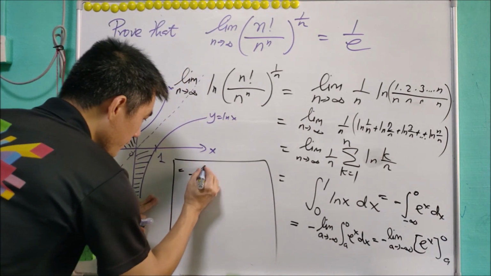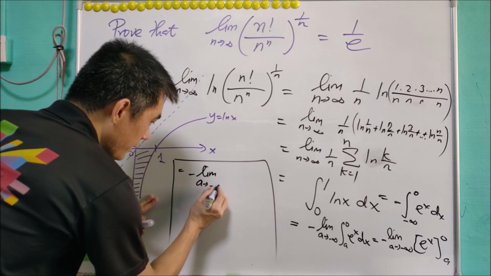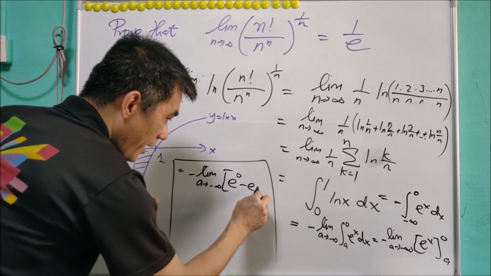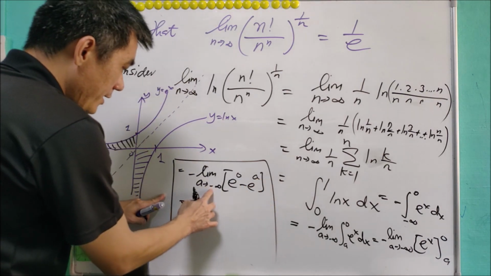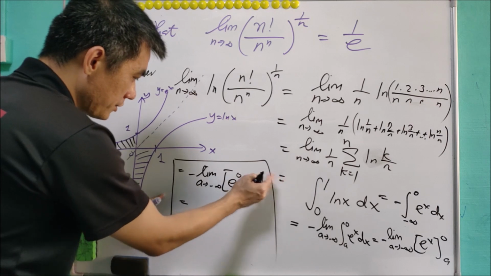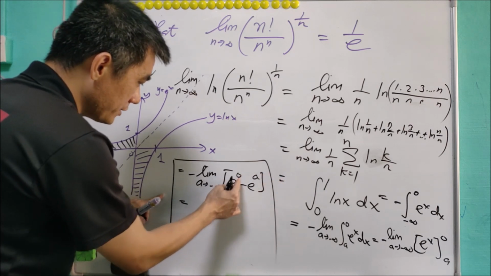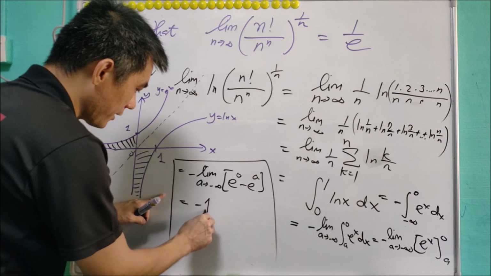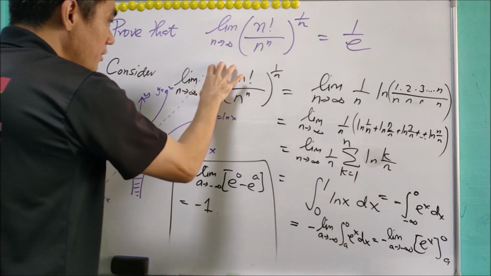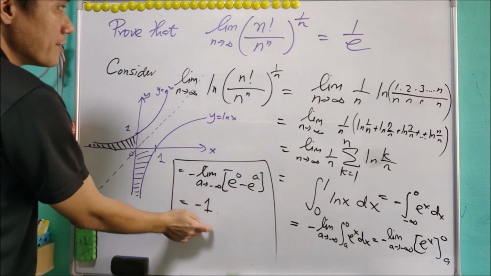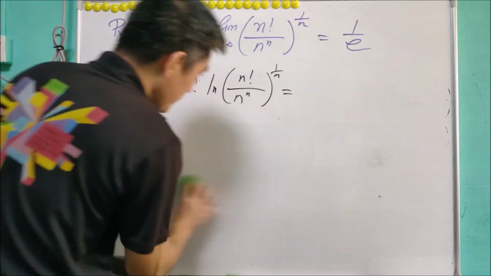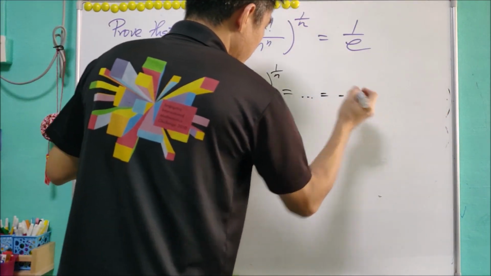So this is equal to a negative limit as a goes to negative infinity, substituting in x equals 0 and x equals a. When a is going to negative infinity, e to the power of a is equal to 0, so this is gone. And e to the power of 0 is equal to 1. So the answer is negative 1. So what we have here is that the limit of the log of this term is equal to negative 1.